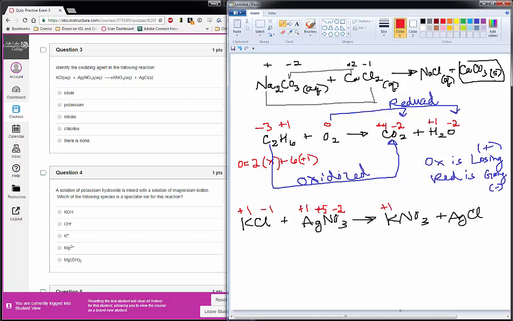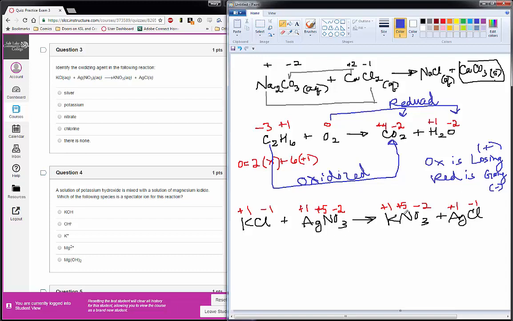Potassium is still +1. This nitrate is the same as that nitrate, so we can go through that process again, or we could just recognize that they're the same. That saves us some time. And silver is +1 because chlorine is -1. And then I look for what changed. Potassium is +1, +1. Chlorine is -1, -1. Silver is +1 on both sides.